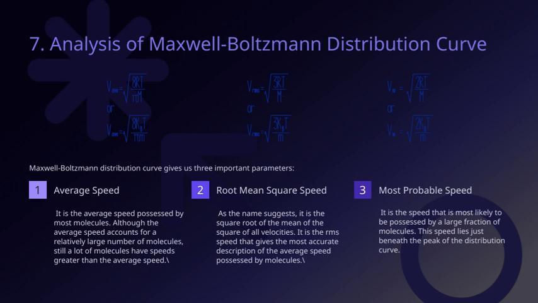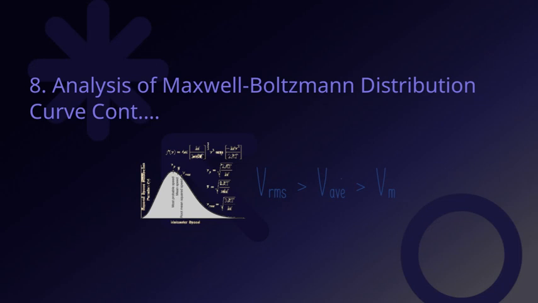Finally, all these parameters come from the Maxwell-Boltzmann distribution curve. This curve helps us visualize the spread of molecular speeds and highlights these key points: the most probable speed, the average speed, and the RMS speed. Understanding these helps us grasp how molecules behave in gases and is fundamental to the overall theme of molecular motion and kinetic theory. Let's continue our analysis of the Maxwell-Boltzmann distribution curve.